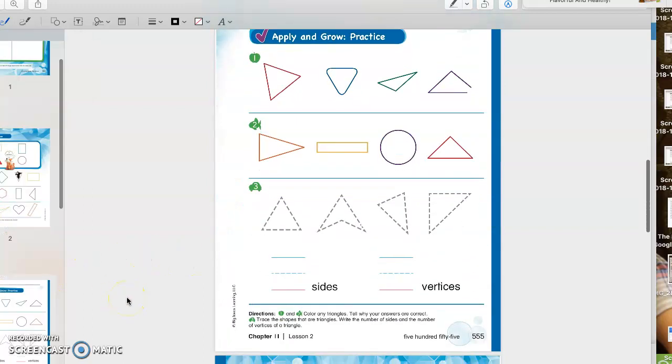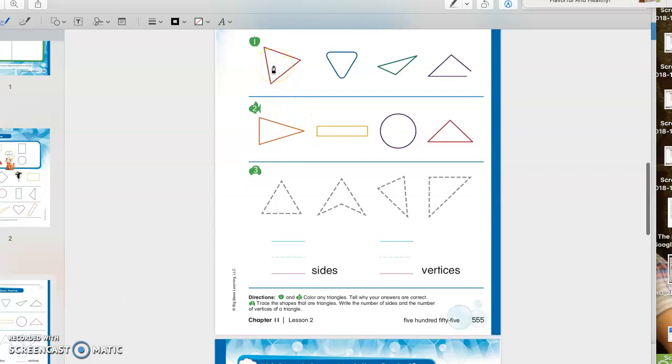On the next page, up here on number 1 and number 2, you're going to color any triangles, the same thing you did before. Now on number 3, you're going to trace the shapes that are triangles, only triangles. So let's look at this shape over here. It has 1, 2, 3, 4 vertices. So is it a triangle? No, it is not a triangle. This one does not get traced. This is a triangle, this is a triangle, and this is a triangle, so it does get traced.